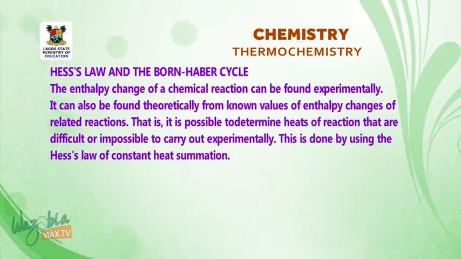Hess's law and the Born-Haber cycle. The enthalpy change of a chemical reaction can be found experimentally. It can also be found theoretically from known values of enthalpy change of related reactions. That is, it is possible to determine heats of reaction that are difficult or impossible to carry out experimentally. This is done by using Hess's law of constant heat summation.